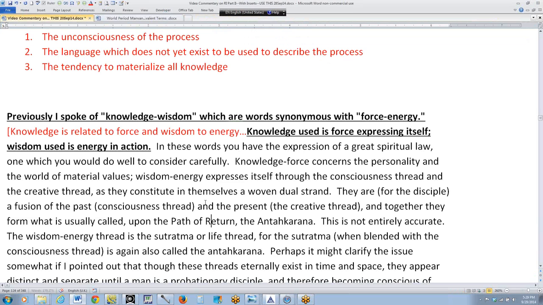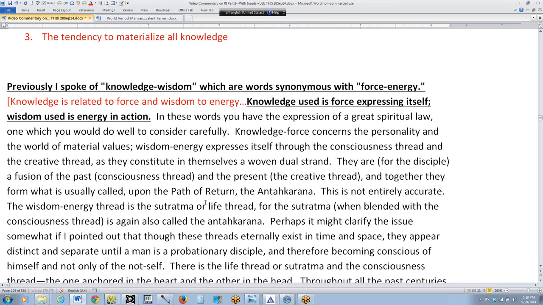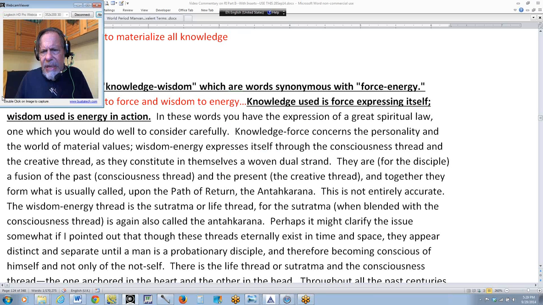So, we will go on now. Knowledge used is force expressing itself. Wisdom used is energy in action. Now, so often DK discriminates between force and energy. The discrimination is not cut and dried or as easy as we might think. Oftentimes we hear about the Shambhala force, and we certainly cannot say that that's only knowledge at work and that the Shambhala energy is wisdom at work.